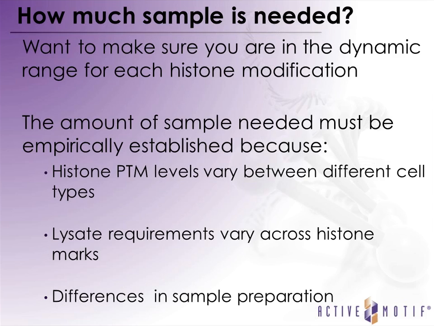The first question you need to ask yourself is, how much material do I need to use? It is important that you make sure that you are in the dynamic range for each of the histone modifications. Now, this has to be empirically established because histone modification levels do vary between cell types. And lysate requirements vary across histone marks. Some marks are more abundant, some are less, and that, of course, will impact how much lysate you need to use in the assay.